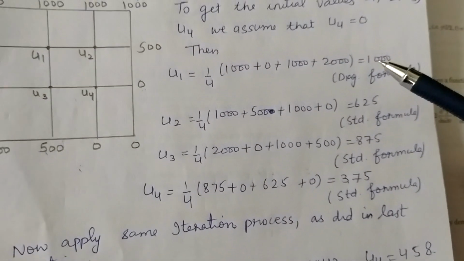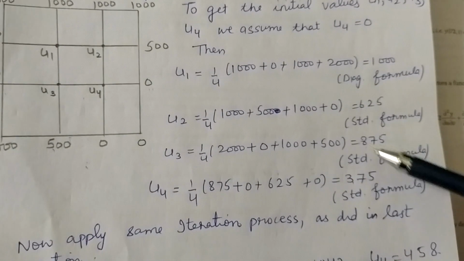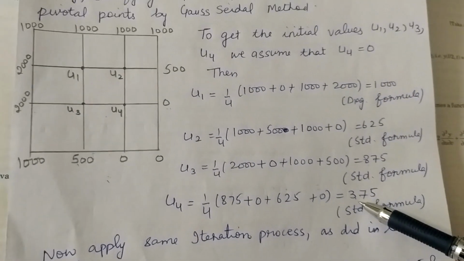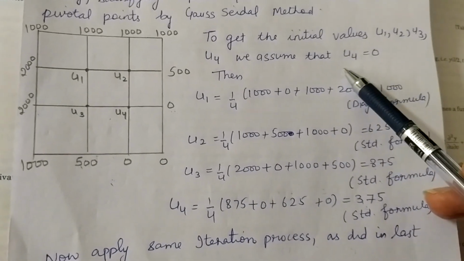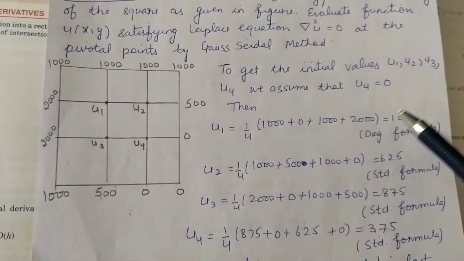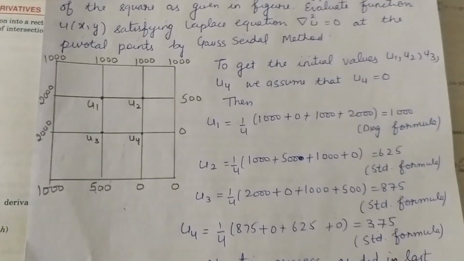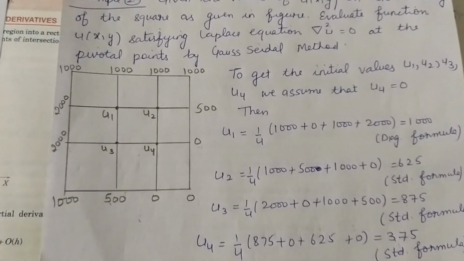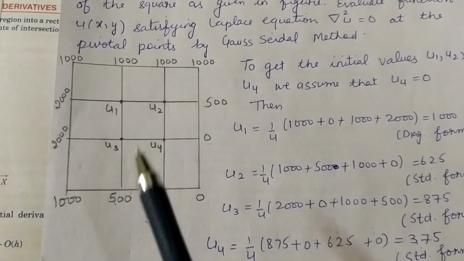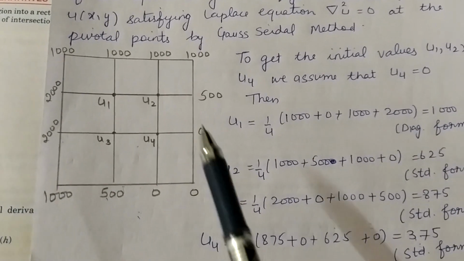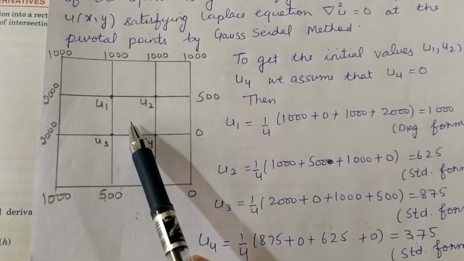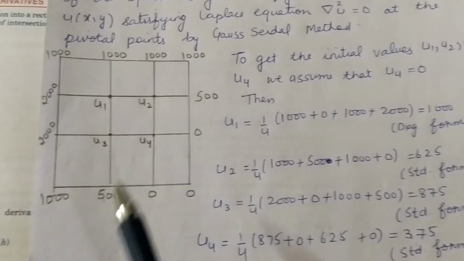So now these are my values for u1, u2, u3 and u4. This is the value for u4 now, not this one. This I had just assumed. So in a question where the boundary values are like this, that the given region is not symmetrical, in that case, if there is no center value where the standard formula can be applied, then you have to assume.